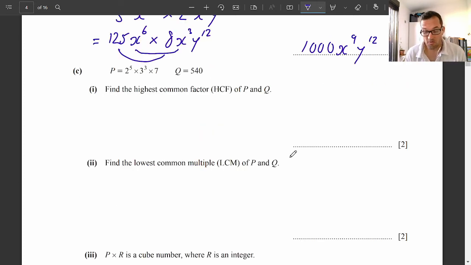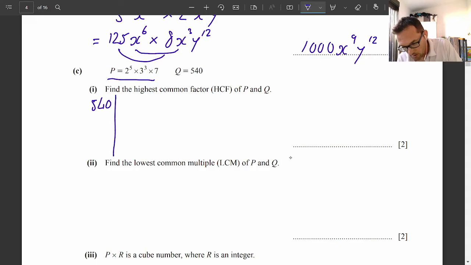Right, highest common factor. Okay, and we work with big numbers like this. Big numbers like this, it's best to go everything in prime factors, like they've already done the first one with us. So we need to find the prime factors of 540. You can do a factor tree, or we can do the fishbone method, which I'm going to do here.